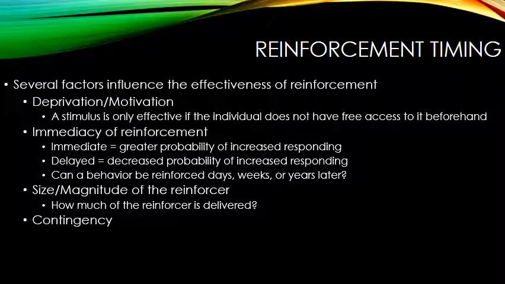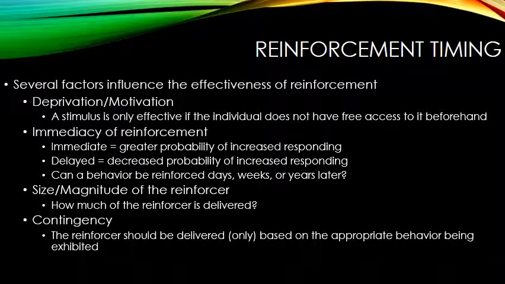The final factor is contingency. And what we mean here is that the reinforcer should be delivered only based on the appropriate behavior being exhibited. This kind of relates back to our deprivation. If they have access to the reinforcer or potential reinforcer at other times, or it's delivered at other times, then there's no reason they have to engage in the appropriate behavior because they can find other ways to get it.